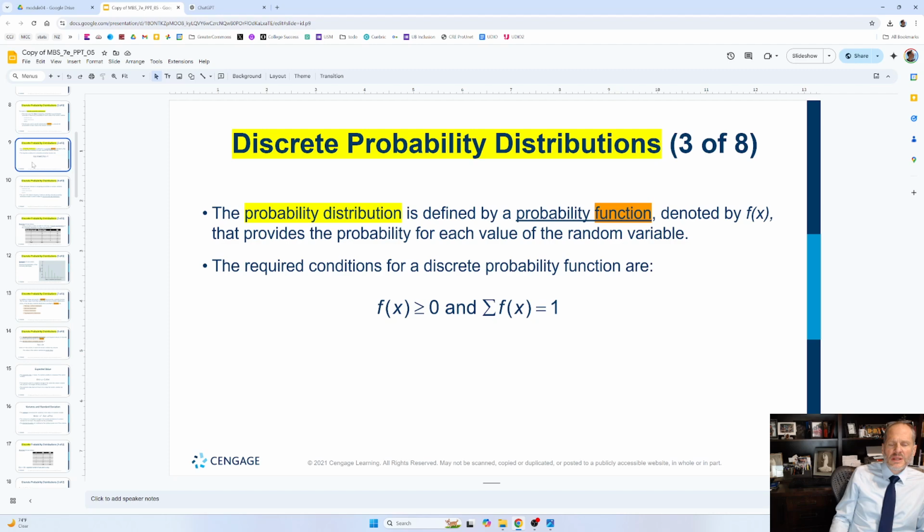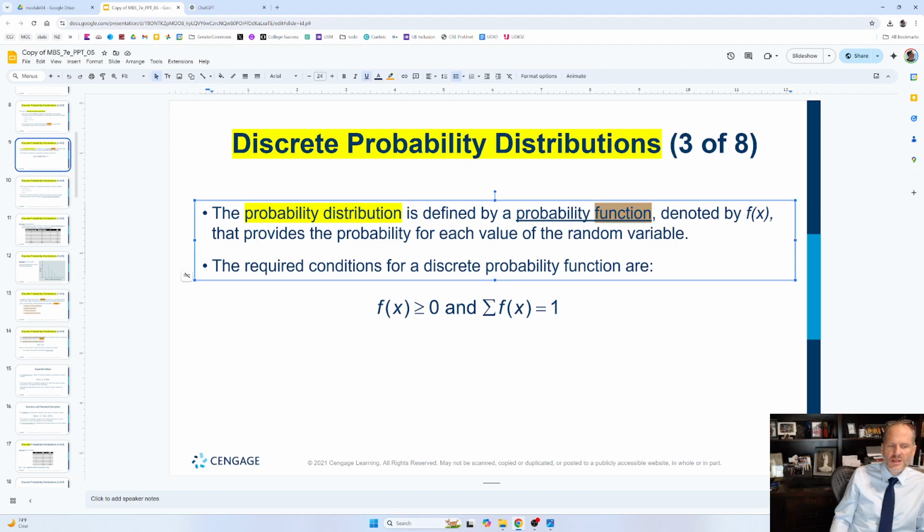So discrete probability distributions. When we are looking at probability, of course, probability is measured on a scale from 0 to 1. 0, it's not going to occur. 1, it definitely will occur. And then all of the different continuous possibilities between 0 and 1, so fractions of fractions of fractions and decimal points, all the way from 0 to 1. So that's how we measure probability. And the probability distribution is defined by a probability function. So the distribution of probability is going to be defined by some function or formula.